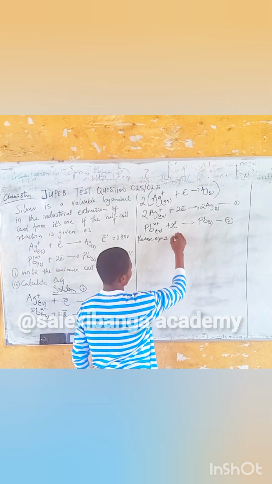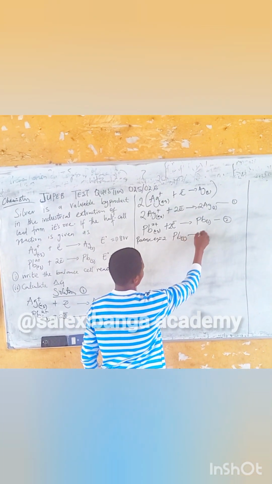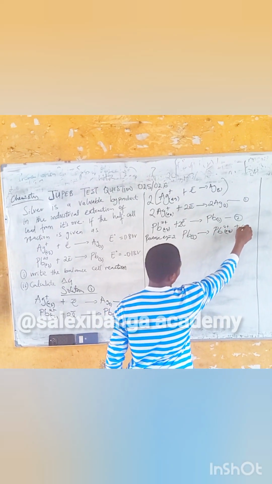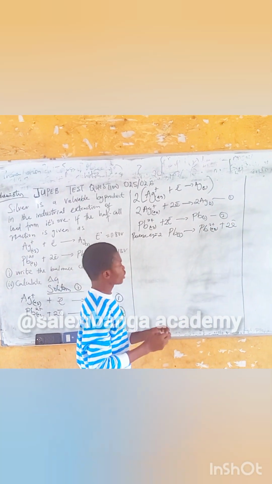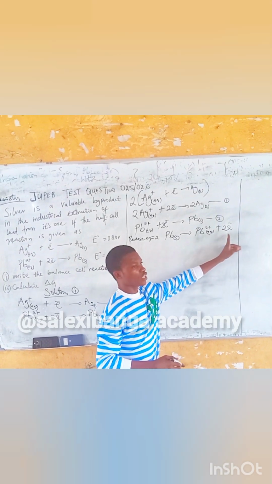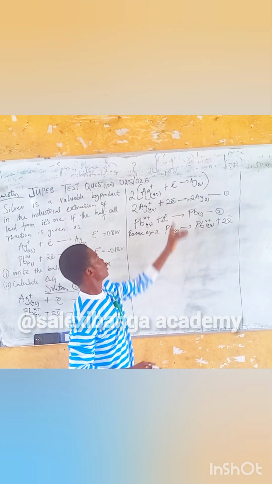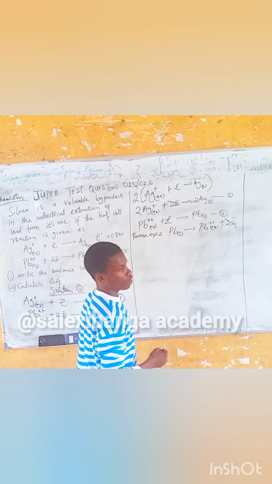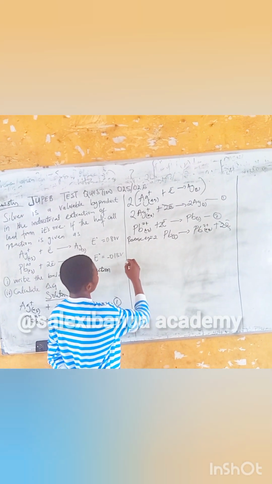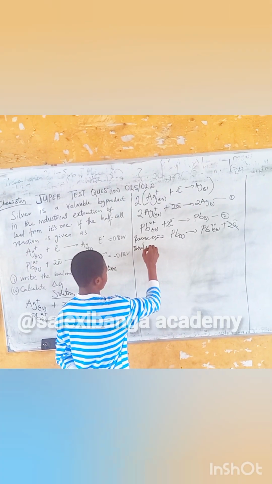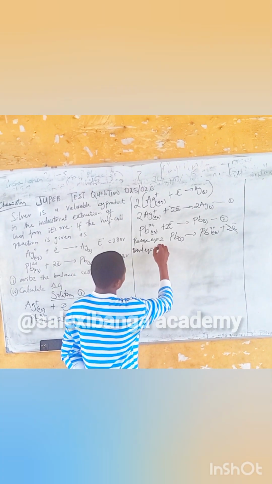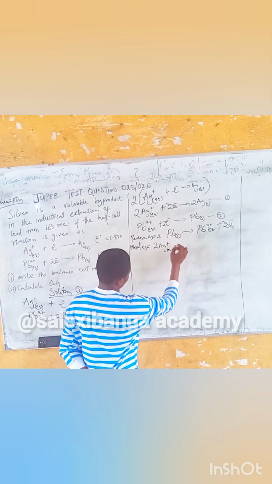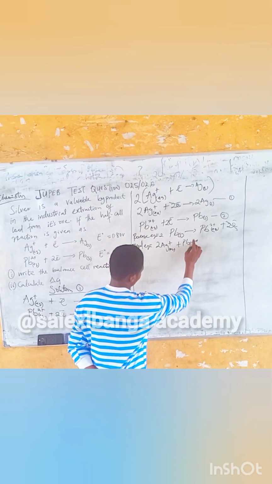If you do that, that will give us Pb solid giving Pb2+ plus 2 electrons. Since we are reversing equation 2, the electrons here are opposite to the electrons here. So we can now cancel out these electrons. Then we take our overall equation. The overall equation will now give us 2Ag+ plus Pb solid.